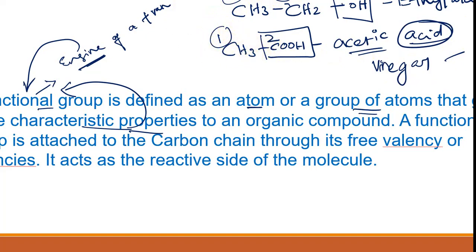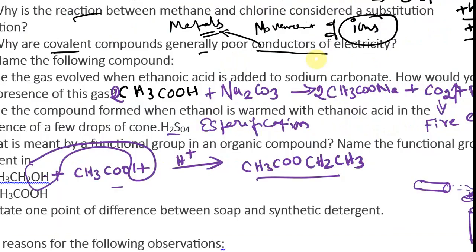Same number of carbons. Then who decides the property difference? This part, OH, is a functional group here. COOH is a functional group here. These are the atom or group of atoms which give the characteristic properties to the organic compound. So this organic compound will react in a different way because of this group, and this organic compound will react in a different way because of this group, right? So this is called a functional group. Is it clear? A functional group is an atom or group of atoms which decides the nature of the organic compound. Is it clear? Next one.